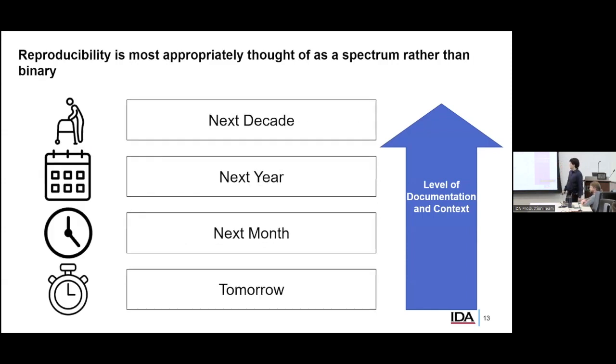Another way to think about it is how far into the future will you be able to get a reproducible result? Can you reproduce it tomorrow? Can you reproduce it next month? Well, what about next year? What about 10 years from now? So that's another way to think about it.